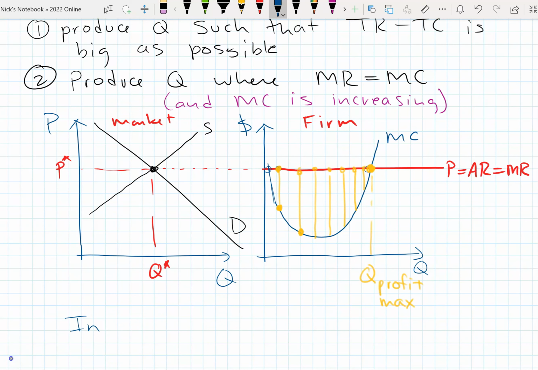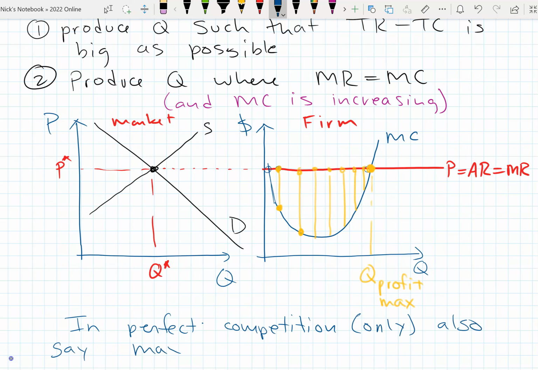In perfect competition, and this is perfect competition only, because remember we need to be a price taker, we can also say that we get max profit where marginal revenue equals price equals marginal cost. So actually we stop when the marginal cost is equal to the price.